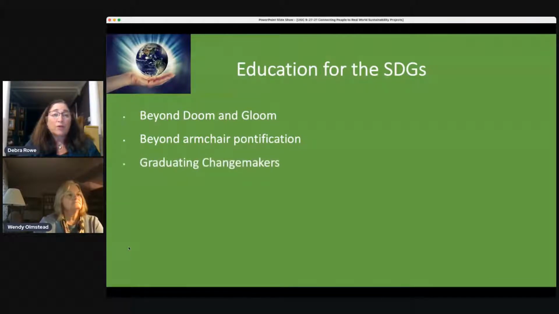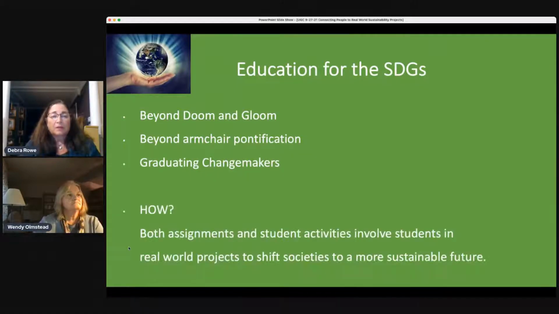Next. So we have to graduate students who actually see themselves and have the skills to be effective change makers. How do we do that? Well, through both the assignments that we give and also through the student activities that we organize and that they help us organize, involving students in real world projects to help shift societies to a more sustainable future.